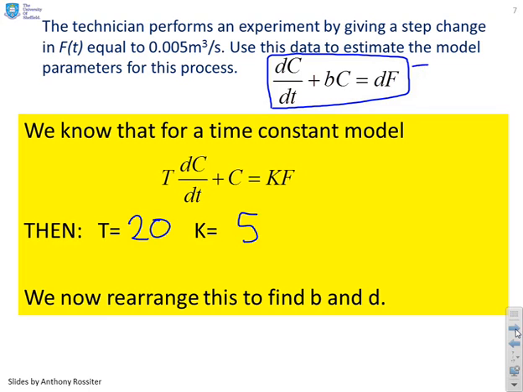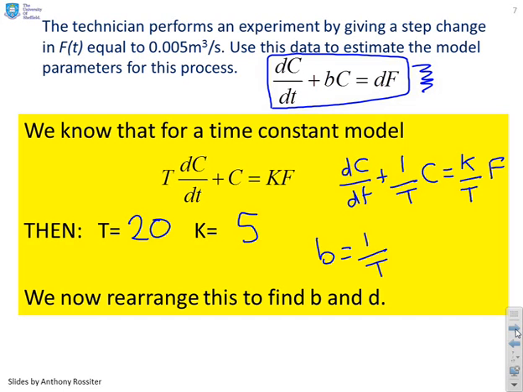So if I look at the model up here, you'll notice the coefficient on the derivative is 1. So I can do that by writing dc/dt plus 1 over t c equals k over t into f. And clearly you can see that b equals 1 over t and d equals k over t. So b is going to be 0.05 and d is going to be 0.25.